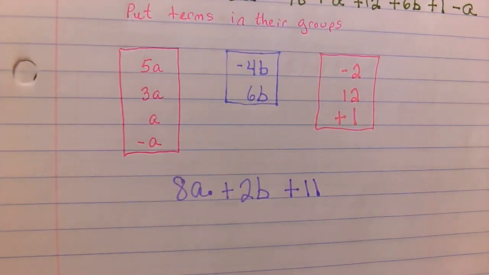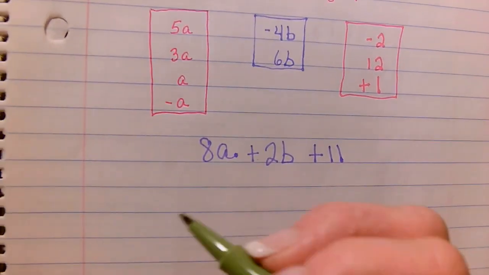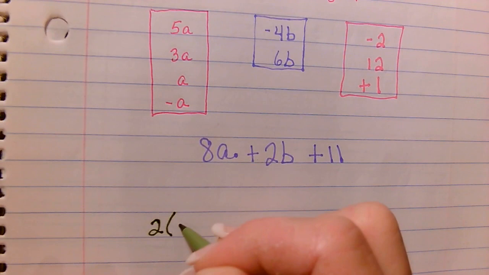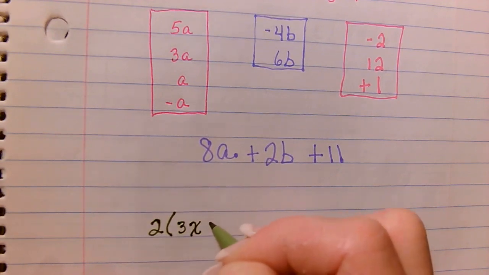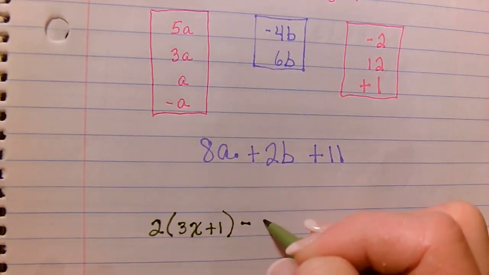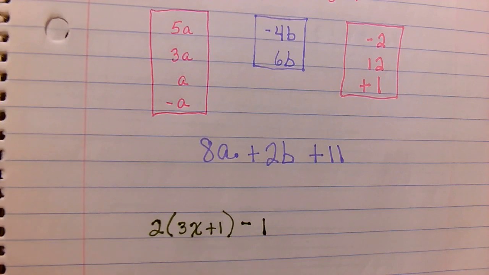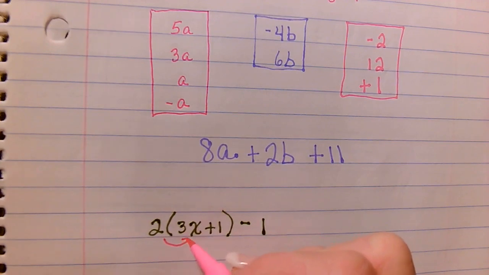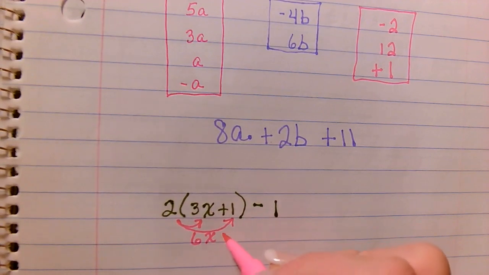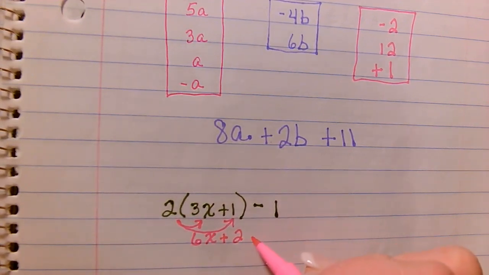Now let's look at another way we can solve these. If we wrote out a problem that said something like 2 times the quantity of 3x plus 1 minus 1. And we first would do distributive property. So that would be 2 times 3x, which is 6x. And bring down your plus sign. And 2 times 1 is 2. And then bring down the minus 1. We've used everything in parentheses, so you don't need it anymore.